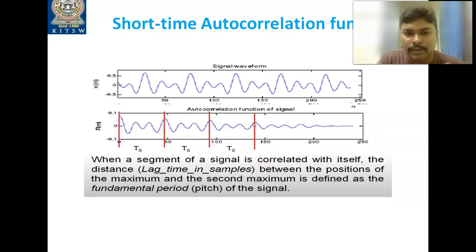Clearly we can see in the red color there is a peak. So this is the fundamental period. If not, this is twice the fundamental period, and this is thrice the fundamental period. So we can focus on this when we want to extract the fundamental frequency with the help of the short-term autocorrelation function. The time difference between two successive peaks is nothing but the pitch of the fundamental.